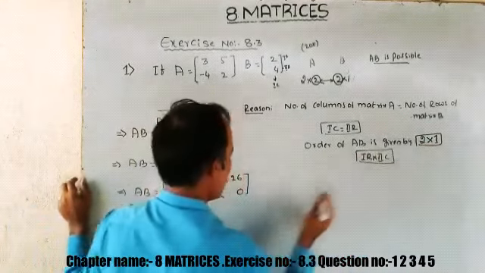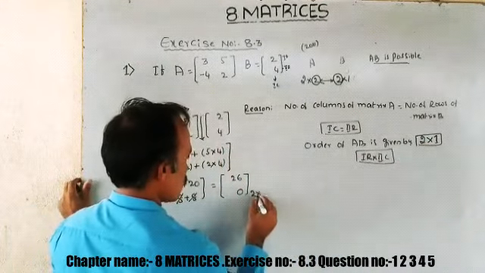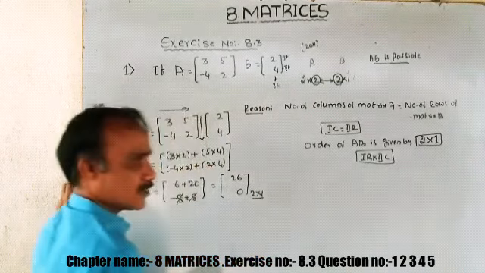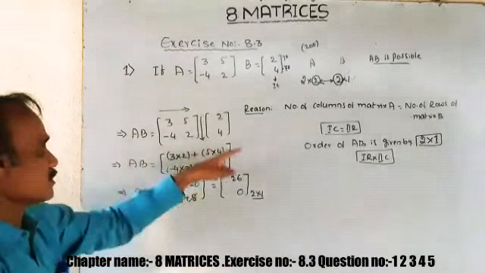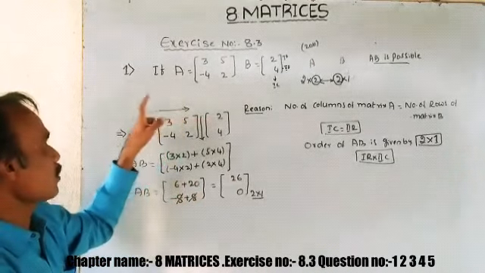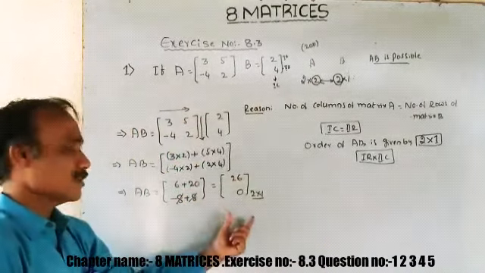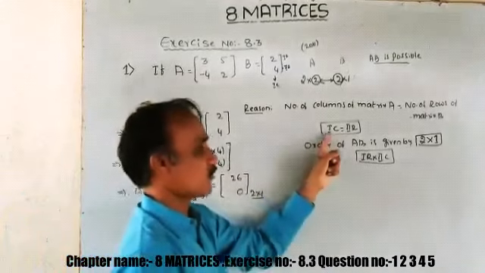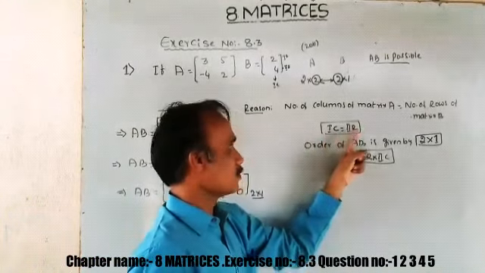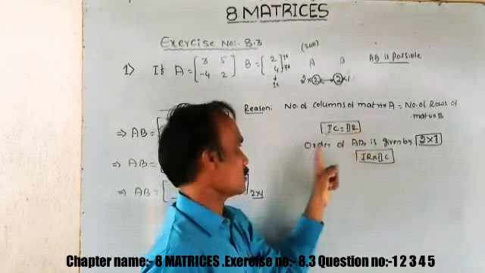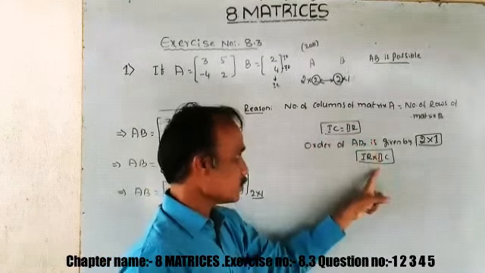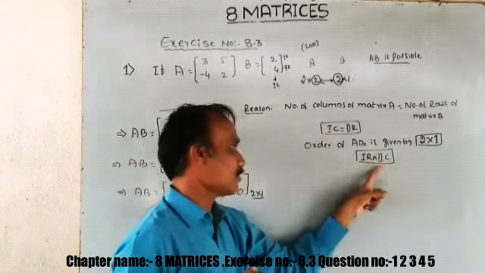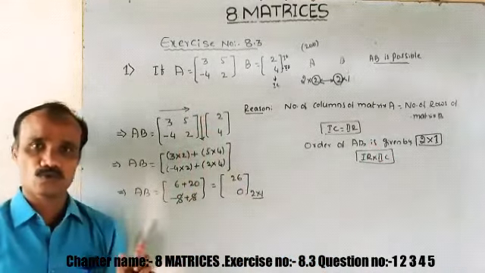Very important. 2 rows and 1 column. Okay? Is it clear? Is there any doubt regarding this? So this is the rule. Find the product of the matrices A and B. If the number of columns of the first matrix is equal to the number of rows of the second matrix, then the order of AB is the number of rows of the first matrix into the number of columns of the second matrix. So this is the rule.